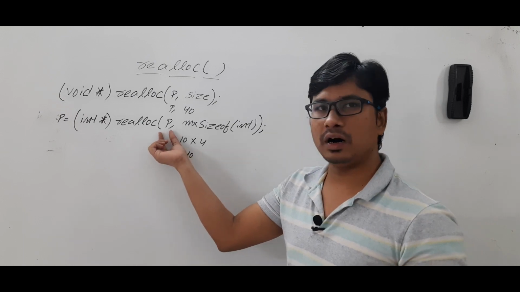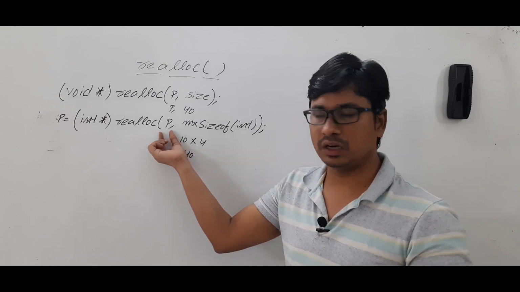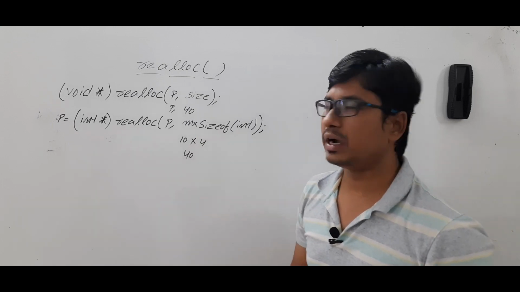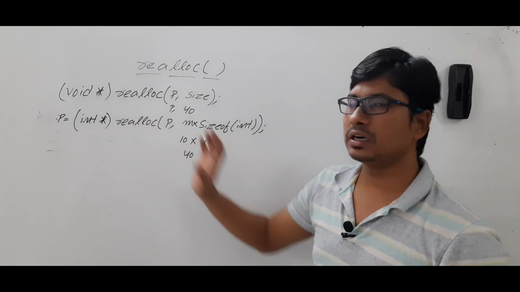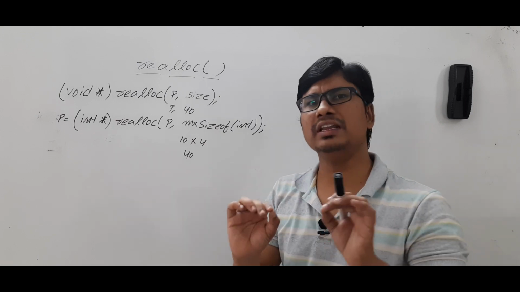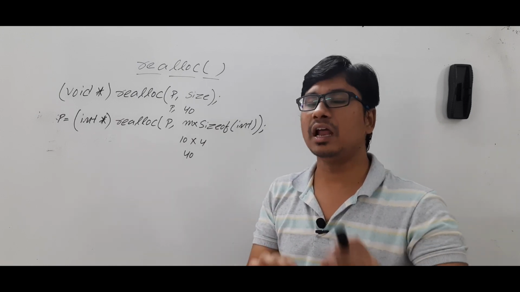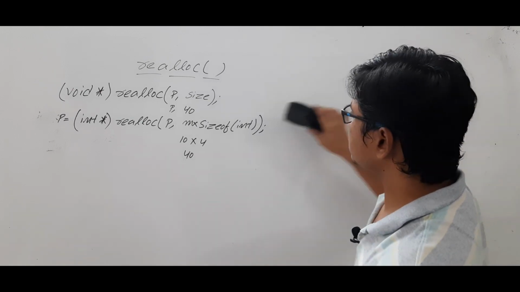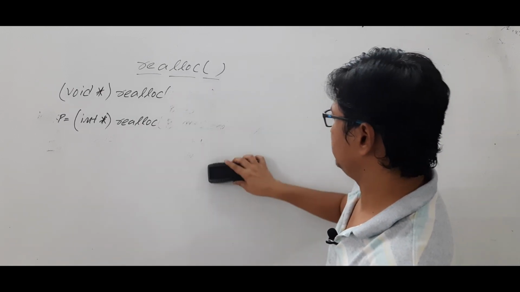So that's why you are using the p here as one of the parameters, and you are giving the new size here. I hope you have understood the generalized syntax and what is the purpose of realloc. It is simply useful for you to reallocate the memory dynamically. Okay. Now let me discuss a C program.